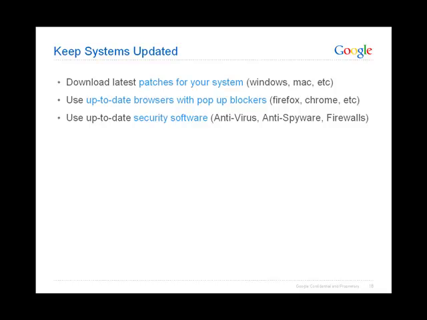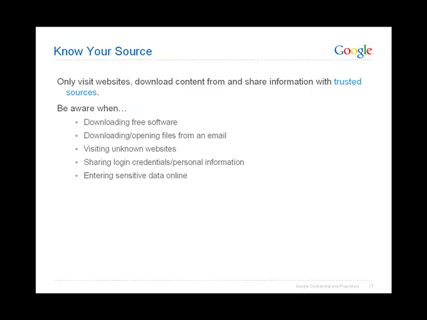If you don't have any software installed, Google offers free anti-spyware and antivirus software in our Google Pack, which you can download at google.com. Apart from keeping your systems updated, it is important to take precaution when browsing the internet. Know your source. Do you know who you're dealing with? Is this someone you know? Be very aware of where you are online to protect against phishing and malware attack scams.